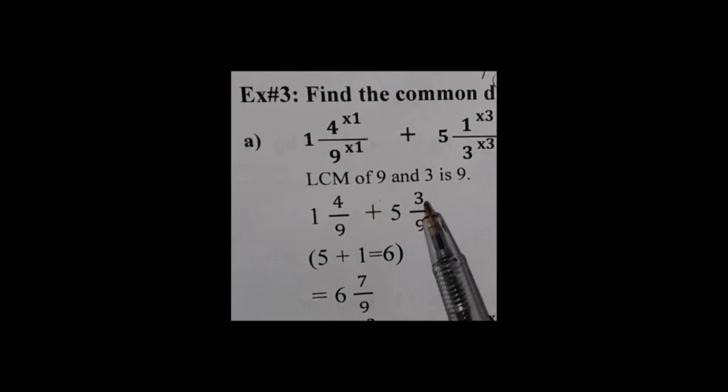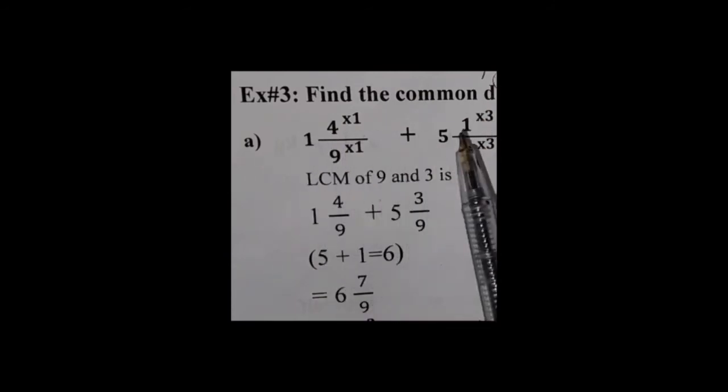Now 3 2s are 6, 3 3s are 9 and 1 3s are 3. Now we will multiply the whole numerator with the same number. 9 ones are 9, 4 ones are 4, 3 3s are 9, 1 3s are 3. Means 1 whole number 4 upon 9 plus 5 whole number 3 upon 9.